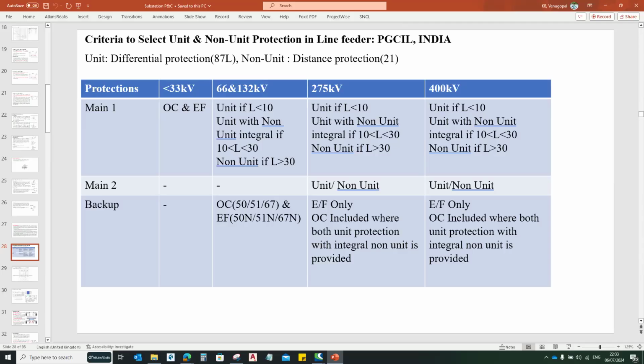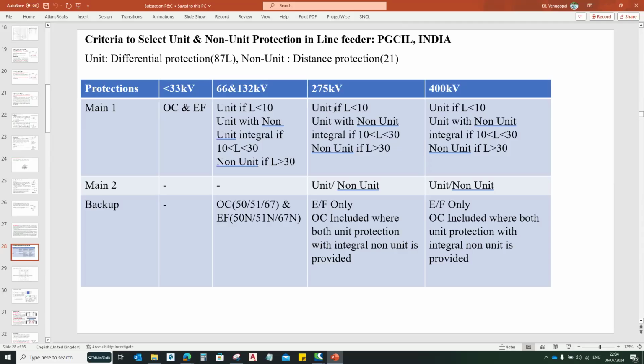But if you go to the 275 kV and 400 kV levels, here two main protections will be there and one backup protection will be there. The backup protection may be integral to the main protections or a standalone entity.